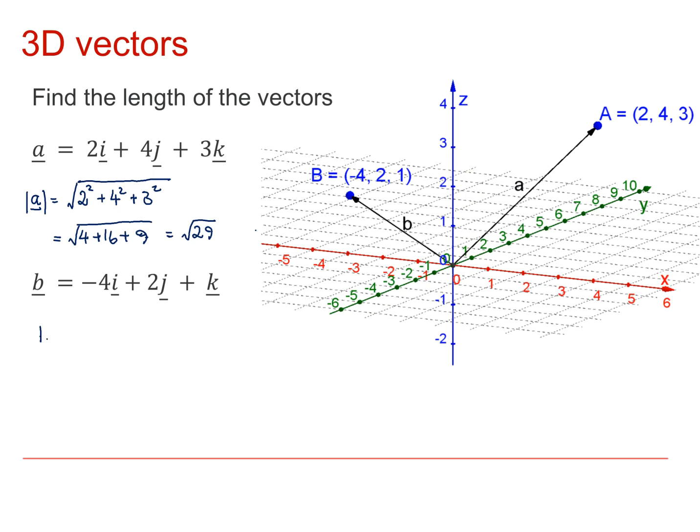OK, the magnitude of vector b is the square root of minus 4 squared plus 2 squared plus 1 squared. That's the square root of 16 plus 4 plus 1, which is root 21.